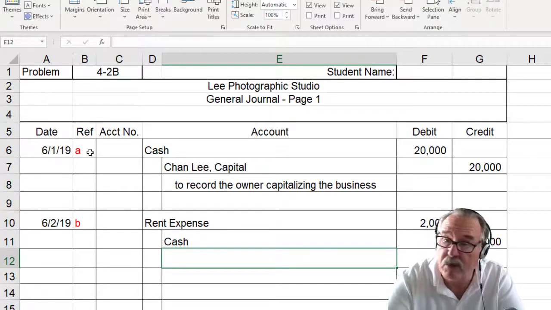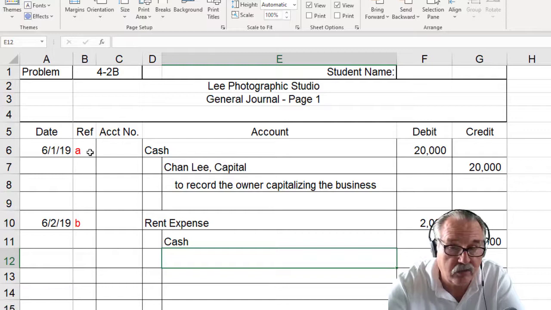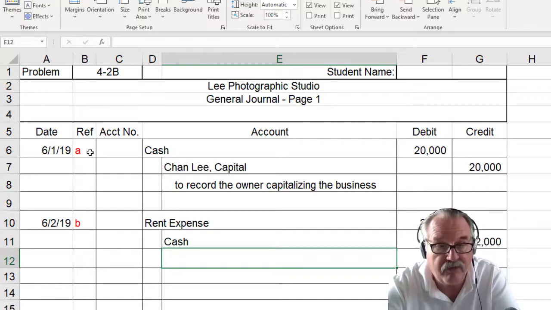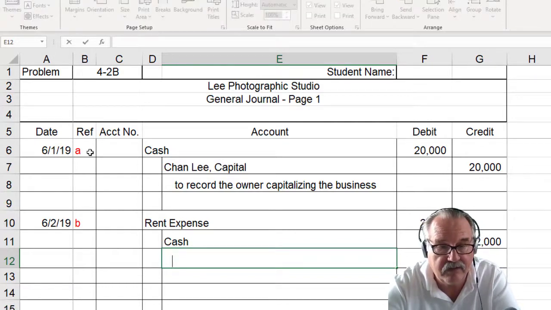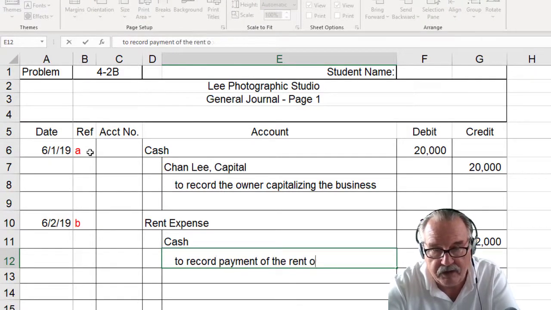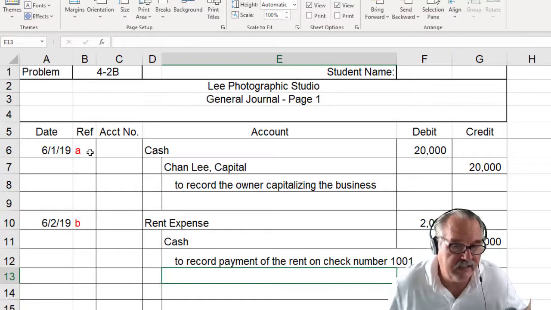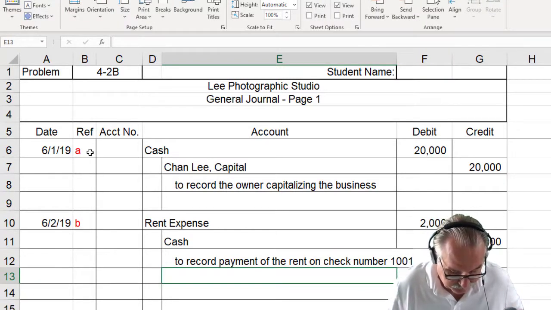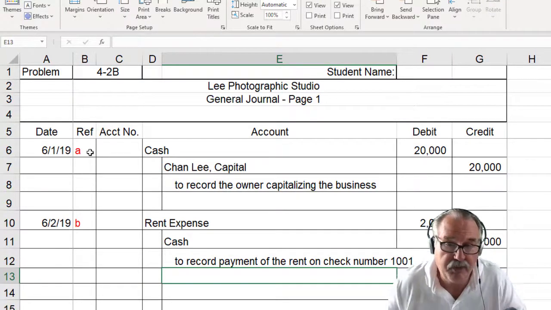So we, in effect, wrote a check to the landlord to pay the rent for our photographic studio, and this is to record payment of the rent on check number 1001. We don't know the name of the landlord, or we could put it in here. But we can put in any information that we know about. And then let's do one more.